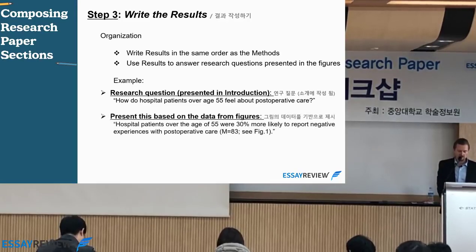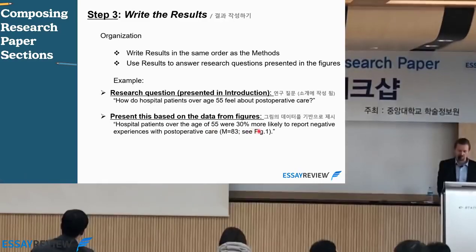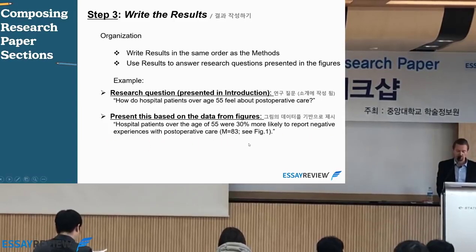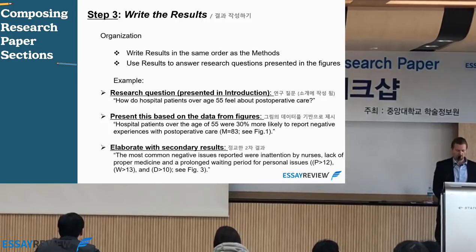The way you'll present this based on the data might look like this. Hospital patients over the age of 55 were 30% more likely to report negative experiences with post-operative care. This is what your general results might look like, one of your results. Then you can elaborate with secondary results. So after you write your main result, you put the details. Same with the methods. You have the main method and then the details.